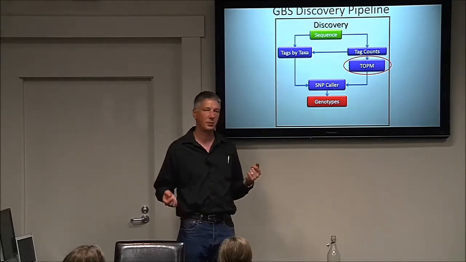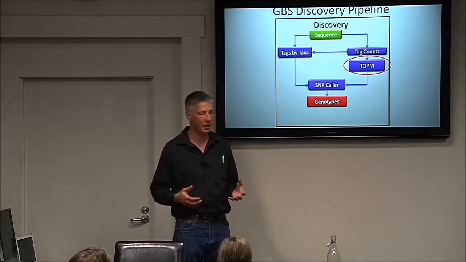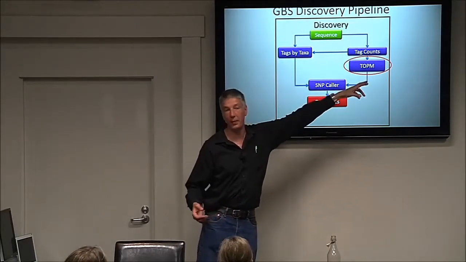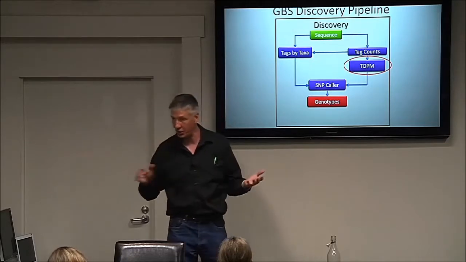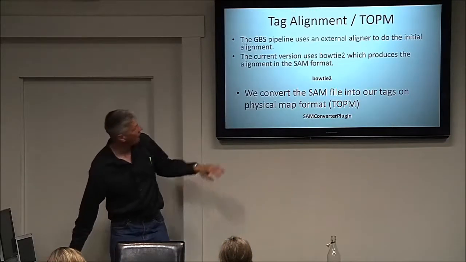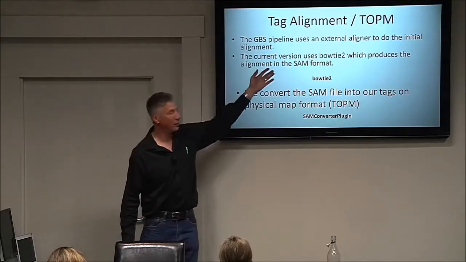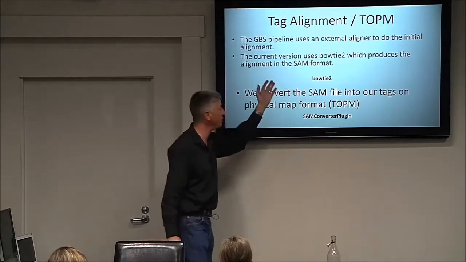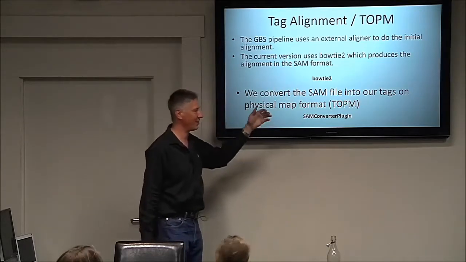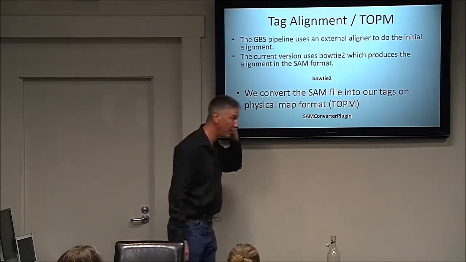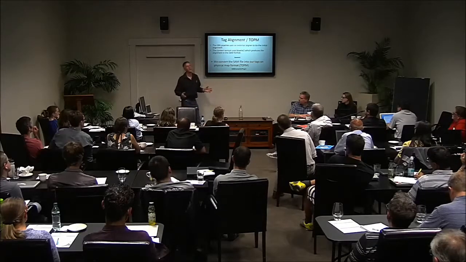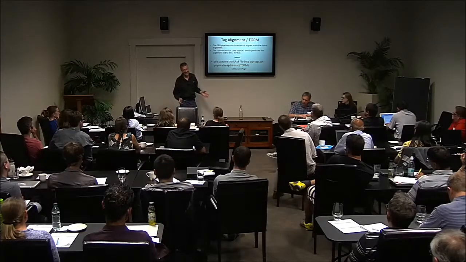And we want to take that and eventually make another file that we call the tags on physical map. So you align them to a genome, right? And then you put them in that format. So we use an external aligner, and most recently we've been using Bowtie 2 a lot. I think we like BWA mem now. You guys like BWA. BWA mem is good, but I don't think it's currently supported. The point is that there are lots of different aligners.